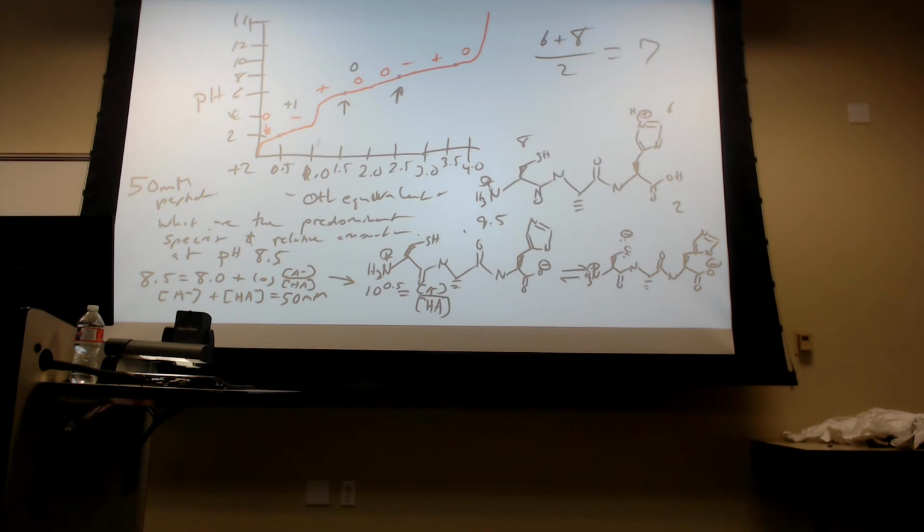Then what is 10 to the 0.5? Is that 10 to the 3.16? Yeah, I got 3.16. So we say A minus over HA equals 3.16.